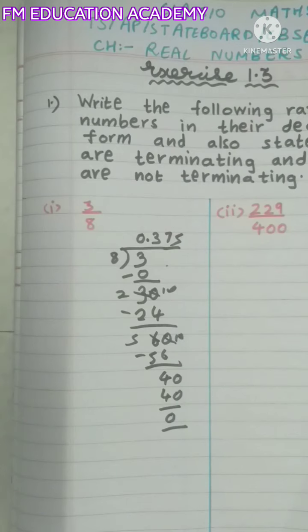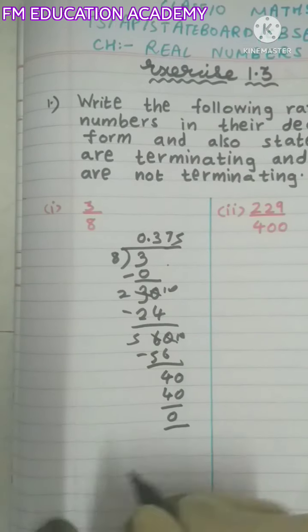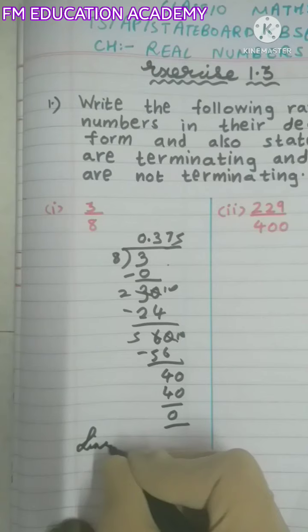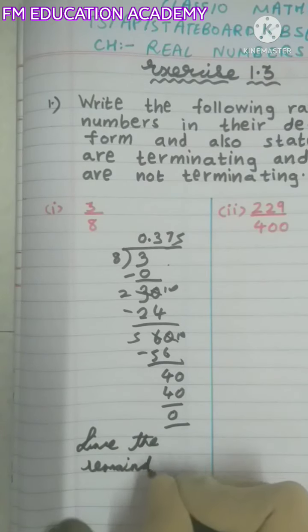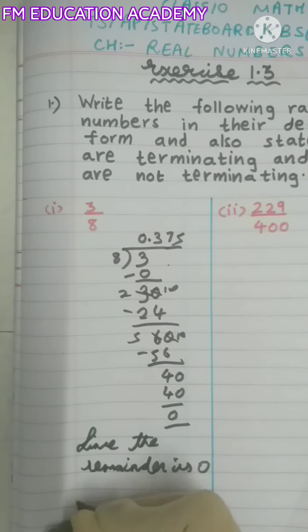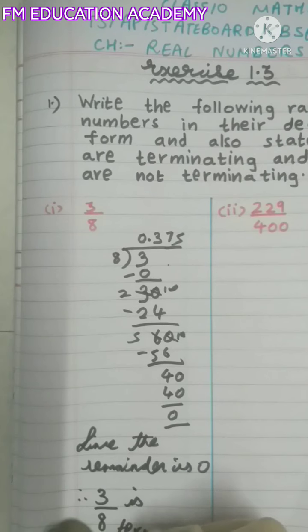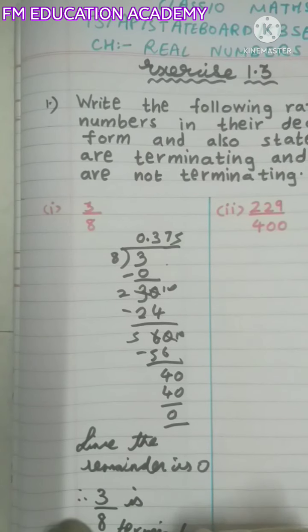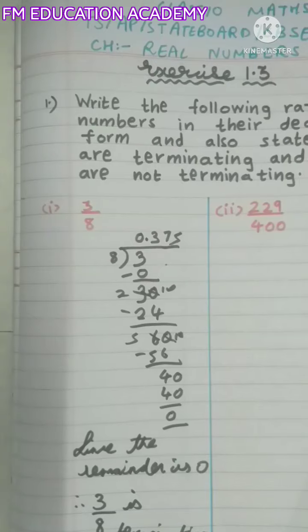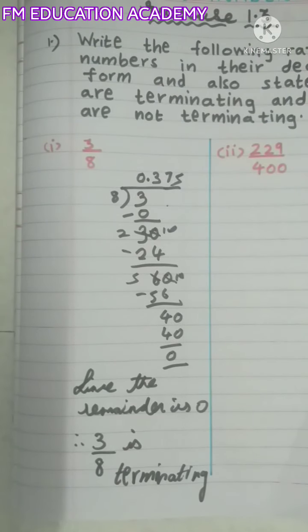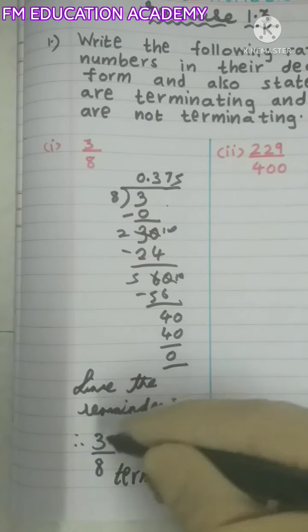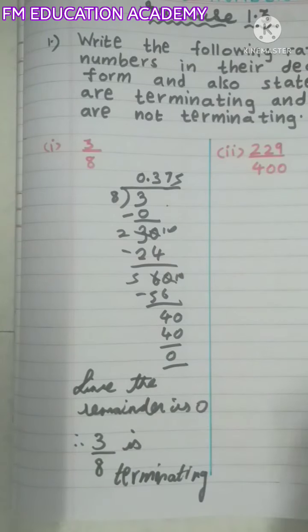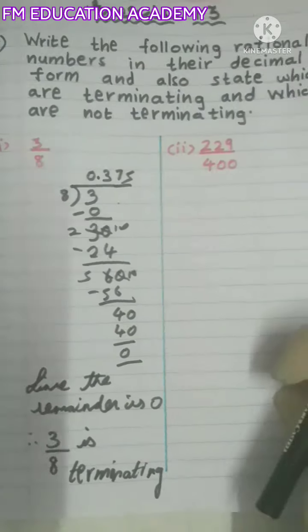So what will you write over here? Since the remainder is 0, therefore 3 by 8 is terminating. Or you can write 3 by 8 has a terminating decimal expansion. Moving to the second bit.